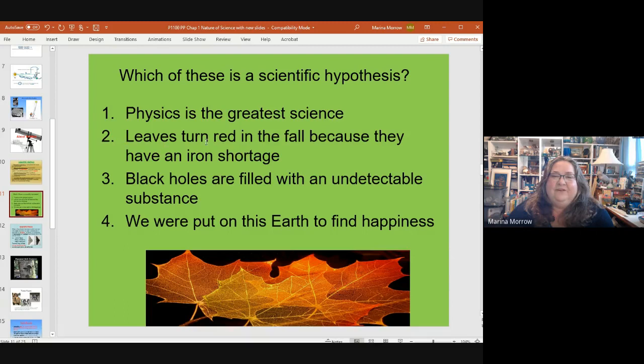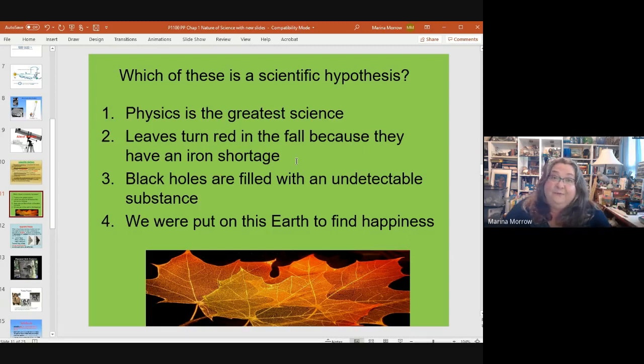2, leaves turn red in the fall because they have an iron shortage. Okay, that's explaining something. And you might say, well, that's something you could easily test, right? You can test leaves to see if they have a shortage of iron in the fall and test how that affects their colors. Now, as it turns out, that is a reasonable scientific hypothesis, but it does turn out to be totally false.